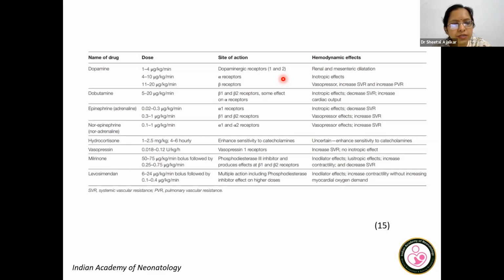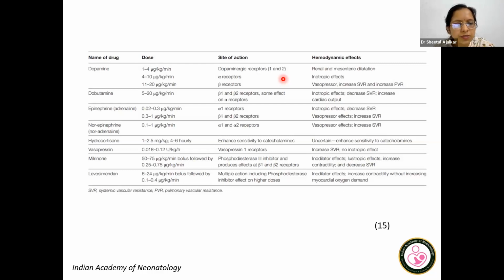Then milrinone and levosimendan, these are the two drugs which have lusitropic effects. So milrinone is a phosphodiesterase 3 inhibitor, and it produces effects on beta 1 and beta 2. So it is an inodilator. It has inotropic properties and peripheral vasodilation. It causes good relaxation of the heart. It increases contractility and decreases the SVR. So it is a very good drug in the failing heart, especially in post-cardiac surgery patients also.